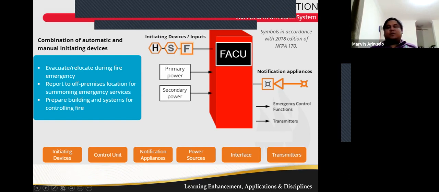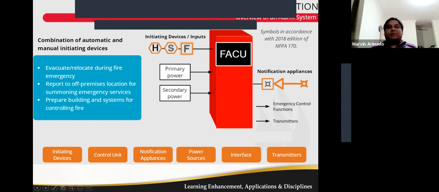Initiating devices, those H, S, F, provide an input to the fire alarm control unit, which we call FACU, and are either manually actuated, such as a manual fire alarm box, which is F, also called a pull station, as I mentioned earlier. So F means pull station or fire alarm box, no? Or automatically actuated, as we discussed, the H and S, such as your smoke or heat detector.